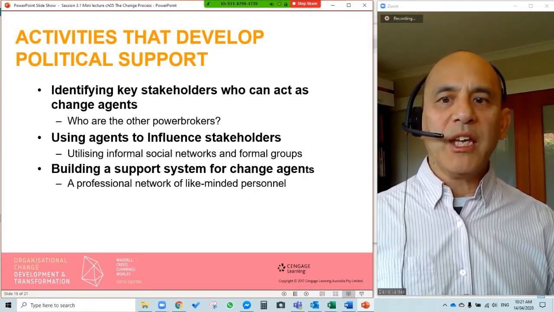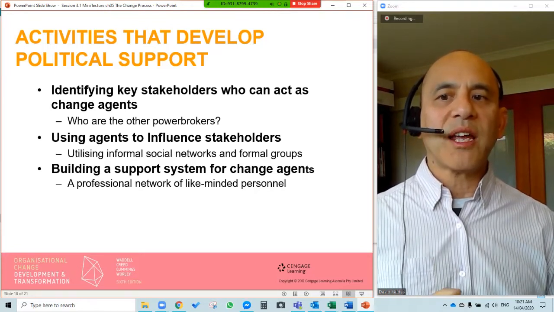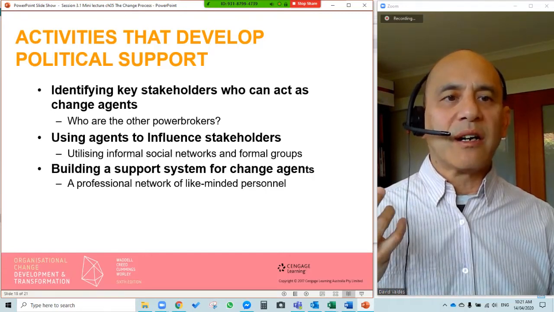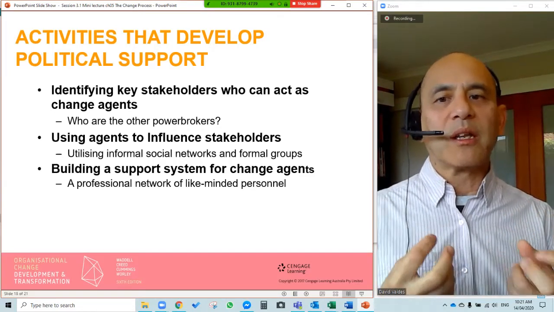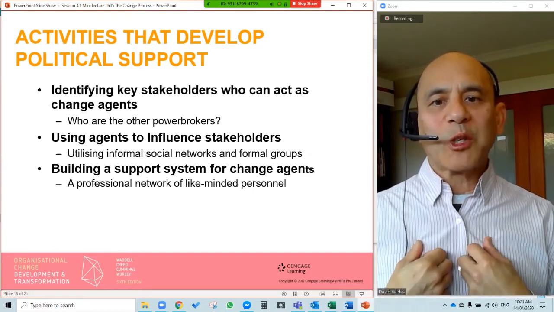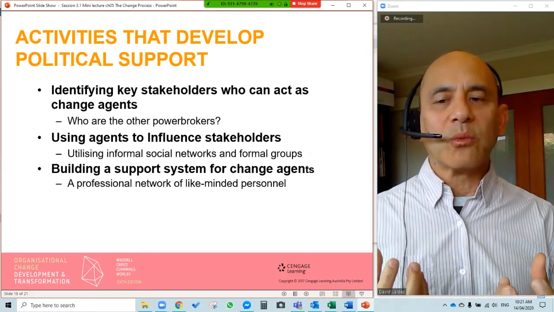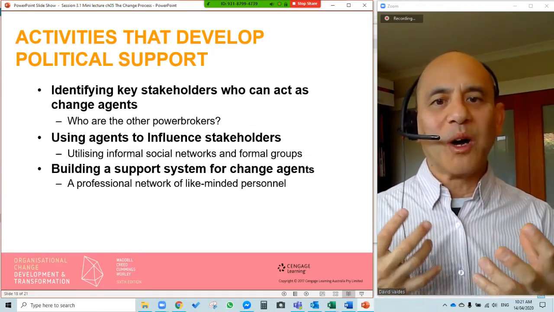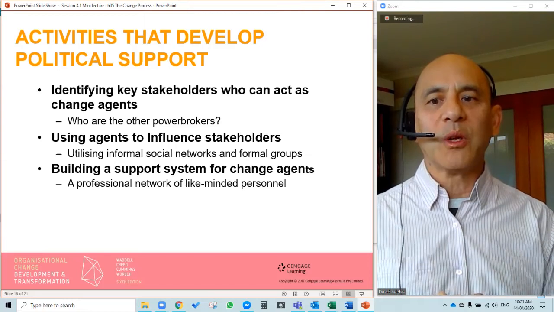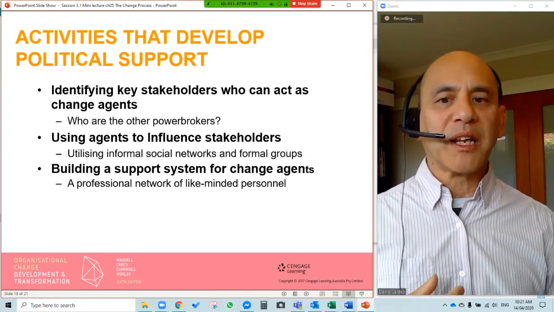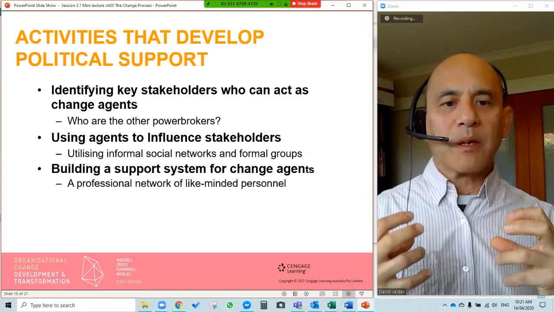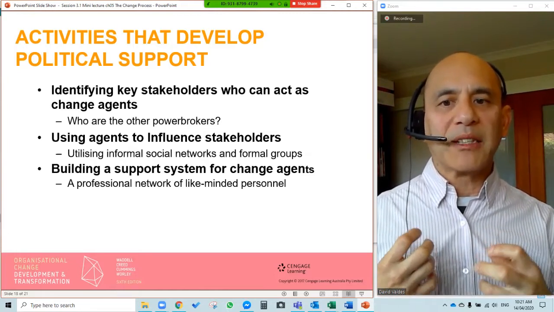So we use agents to influence stakeholders. But aside from that, we have to realize that if these are our agents or our people that are helping us, we need to make sure they're well supported. Okay, so you don't want them to lose hope. You want them to continue to support us. So we should build a professional network of similar kinds of people who build on each other and support each other.